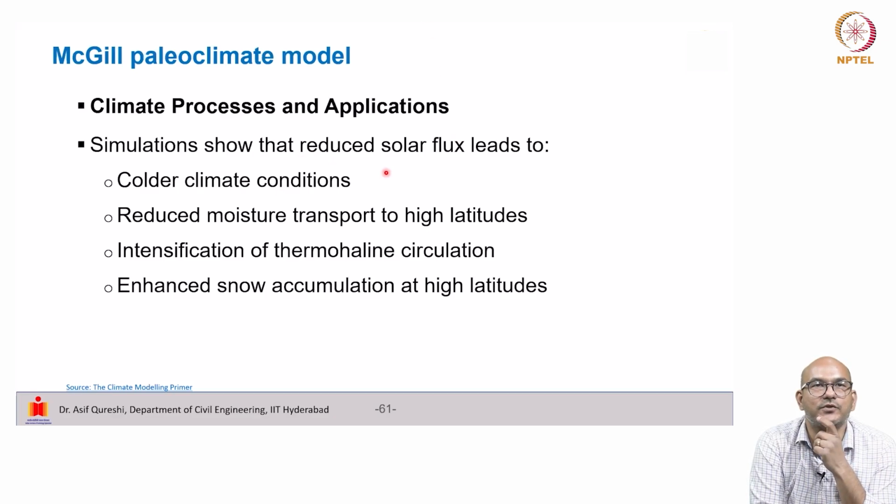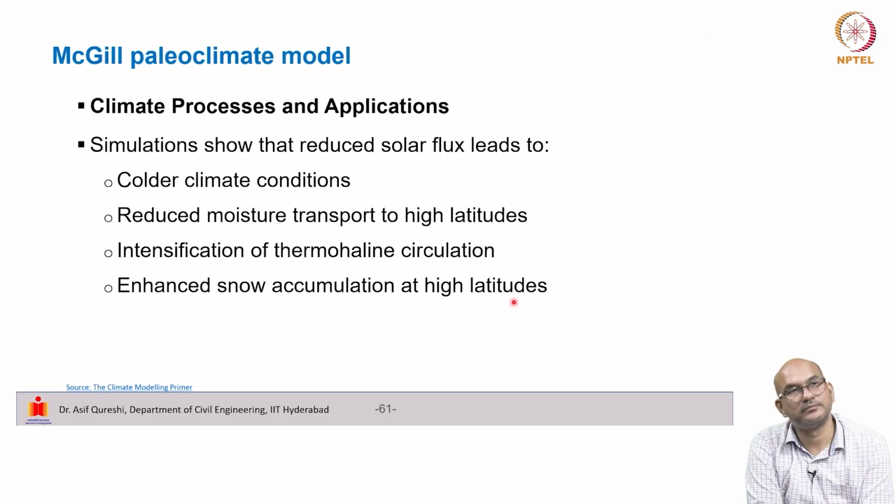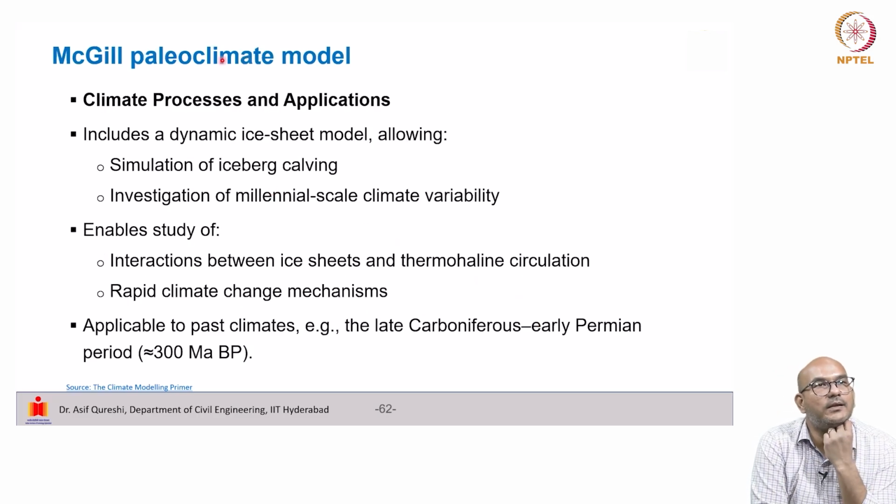Simulations of this model have shown that reduced solar flux leads to colder climate conditions, reduced moisture transport to high latitudes, intensification of the thermohaline circulation, and enhanced snow accumulation at high latitudes. The model includes a dynamic ice sheet model allowing simulation of iceberg calving and investigation of millennial scale climate variability. It enables the study of interactions between ice sheets and thermohaline circulation. It has rapid climate change mechanisms.